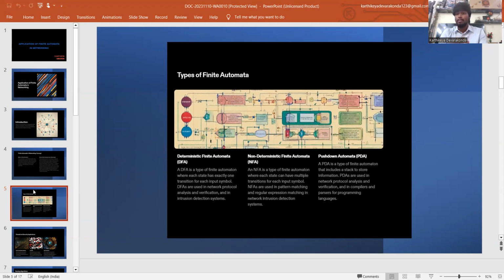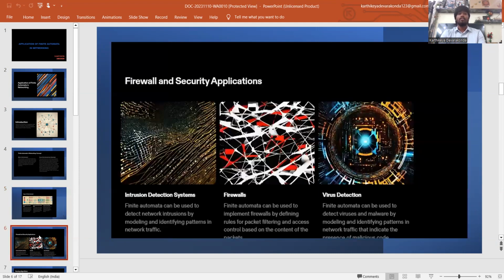And now we will discuss about the PDA. PDA means pushdown automata. A PDA is a type of finite automata that includes a stack to store information. PDAs are used in network and protocol analysis and verification, and in compilers, the parsers for programming languages.